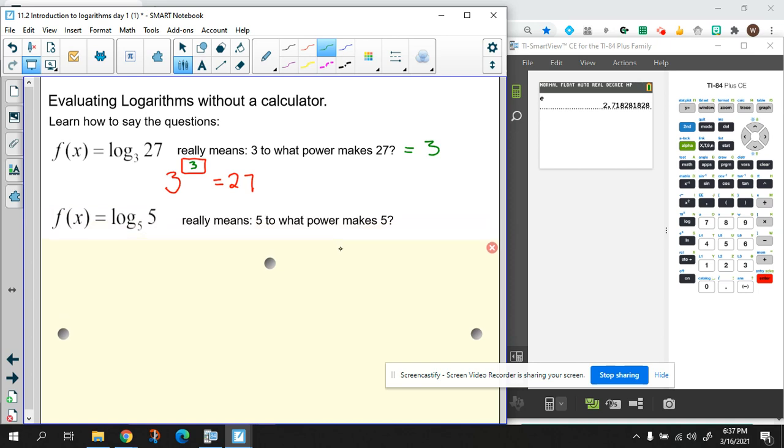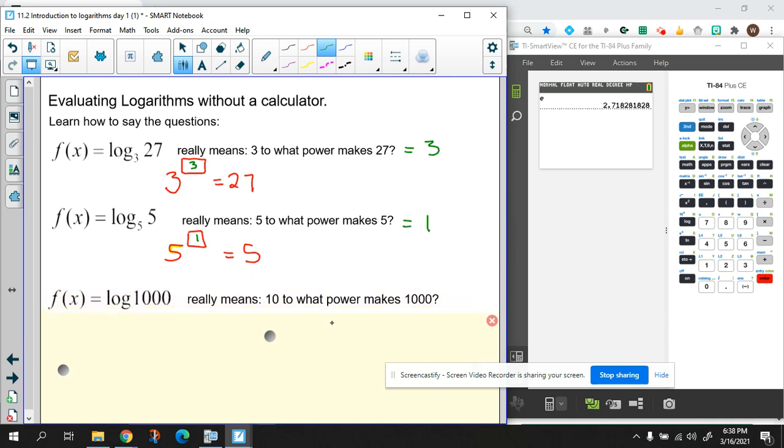Second example, log base 5 of 5 is equal to what? Really, that's the same question as 5 to what power would make the number 5. And when I write it in that manner, most people can just test numbers till they find it. 5 to the 0 power is 1, 5 to the first power is 5, and the answer is the exponent.